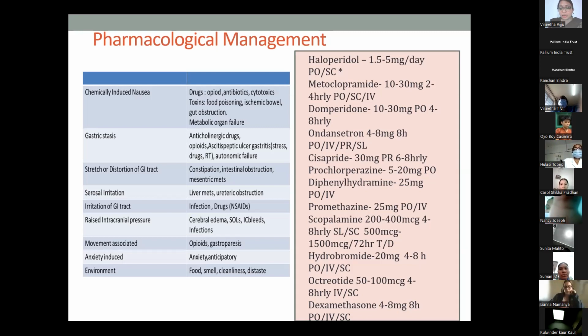Generally octreotide, which is given here, is again an anti-secretory agent, like I was telling you about hyoscine butyl bromide. Now, hyoscine butyl bromide, that is Buscopan, should not be combined with metoclopramide, because they will antagonize each other's action. It will nullify the action of each other. Then dexamethasone, we said it can also be given, right?